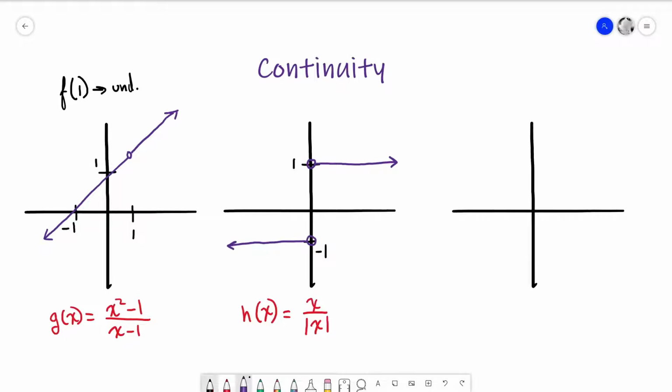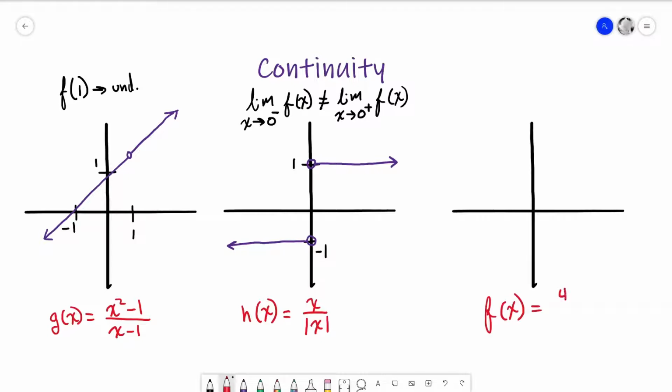And the reason why we would say that this function is discontinuous is because the limit as x approaches 0 from the left-hand side of f of x is not equal to the limit as x approaches 0 from the right-hand side of f of x. In other words, the limit as x approaches 0 does not exist because we have different left and right behaviors.